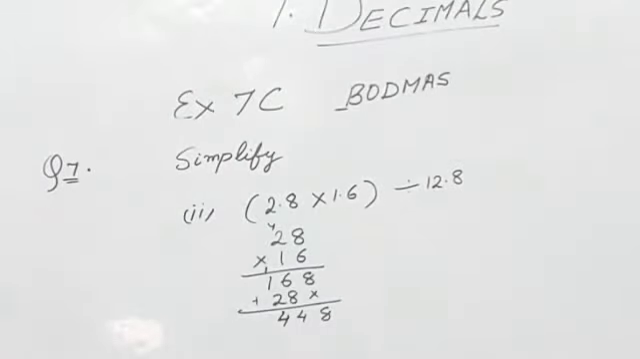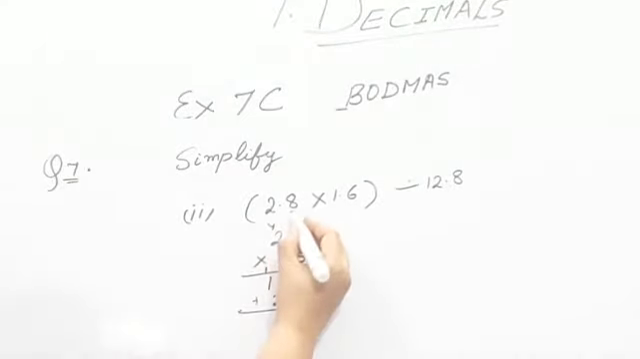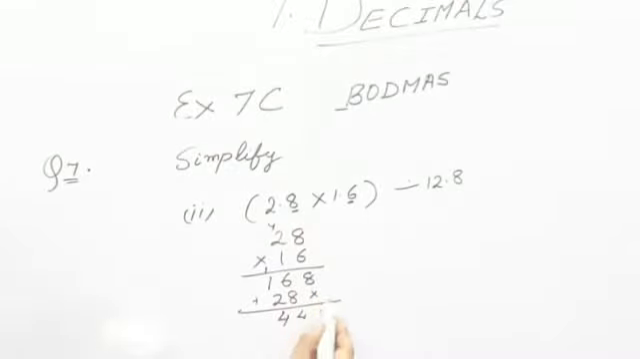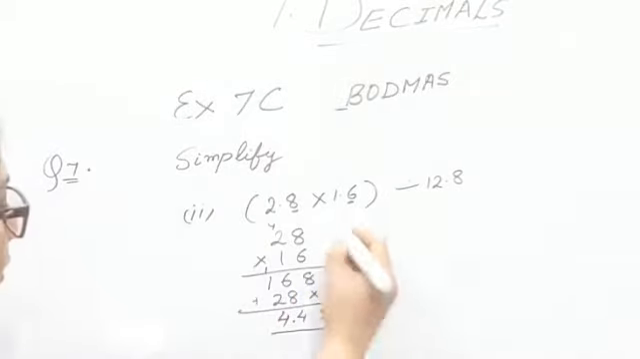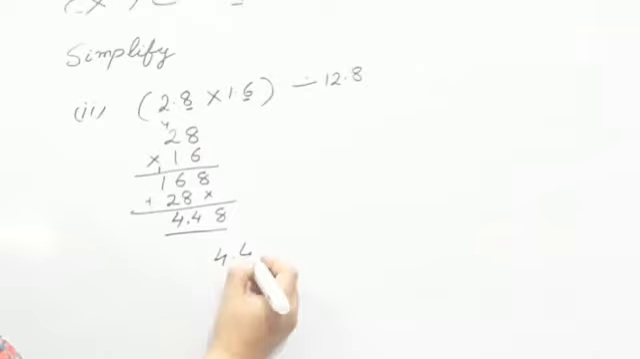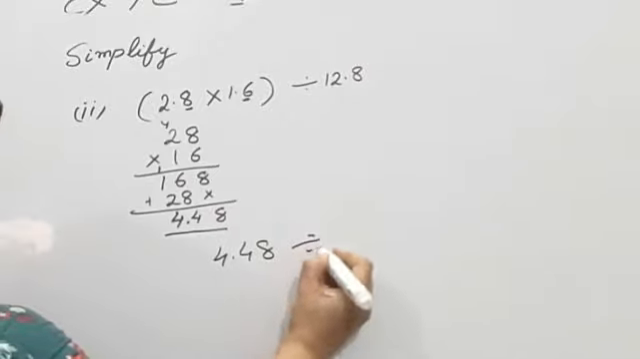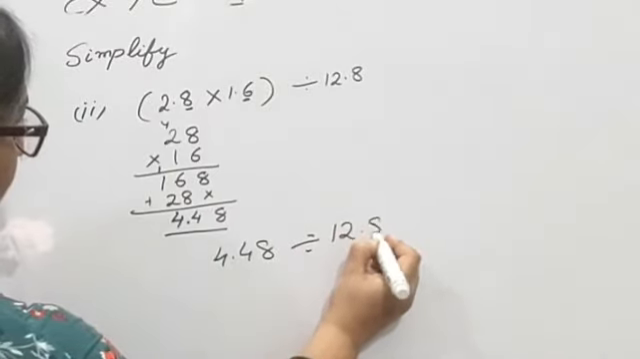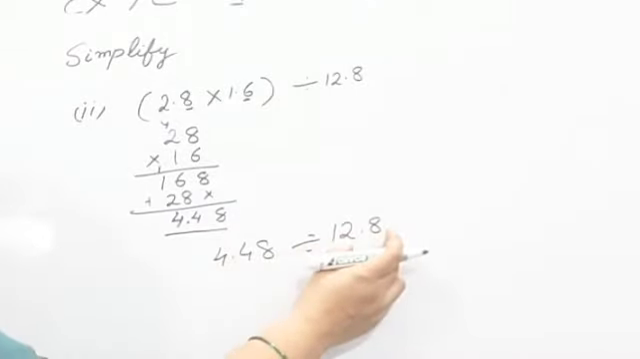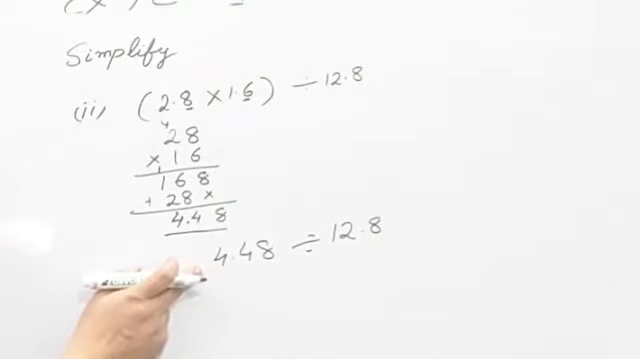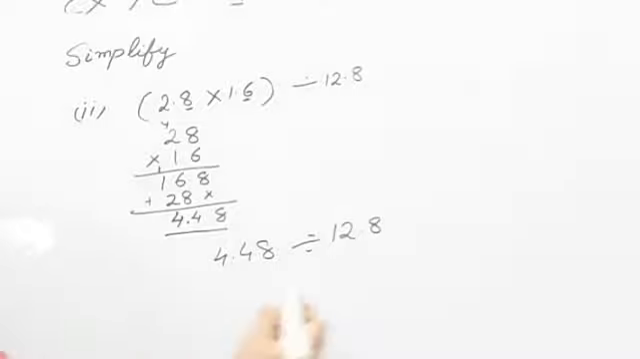Now decide the decimal of the product. Because there are 2 decimal places altogether, decimal before 2 digits. Hence the product is 4.48, and the next step is 4.48 divided by 12.8. It means division of a decimal number by a decimal number. I think this was explained before too. Still I'll explain you again.